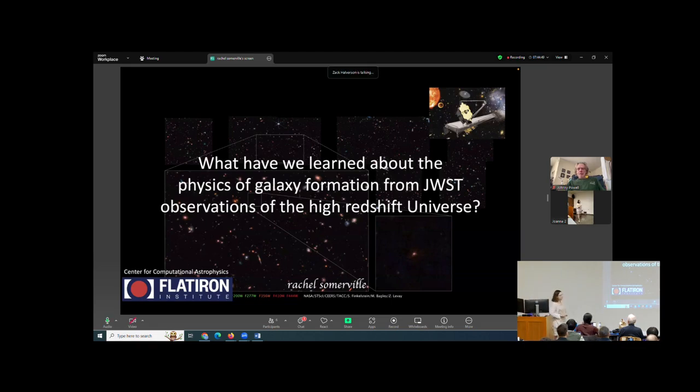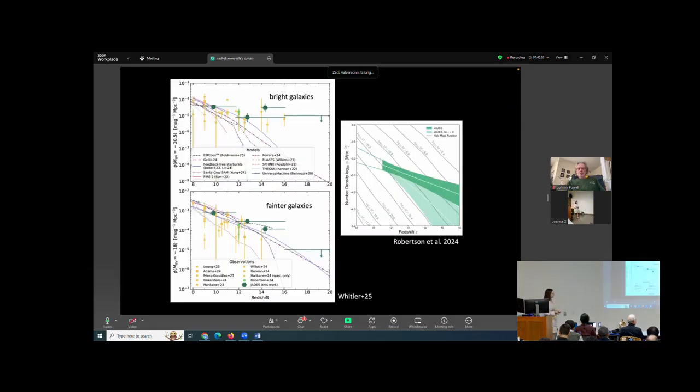All right, it's wonderful to be here and to follow up on the wonderful talks that we've had earlier in the session, talking about what we've learned from these high redshift observations with JWST about the physics of galaxy formation.